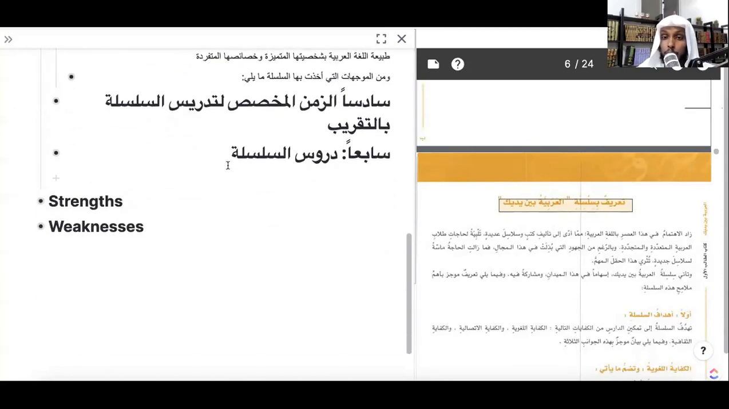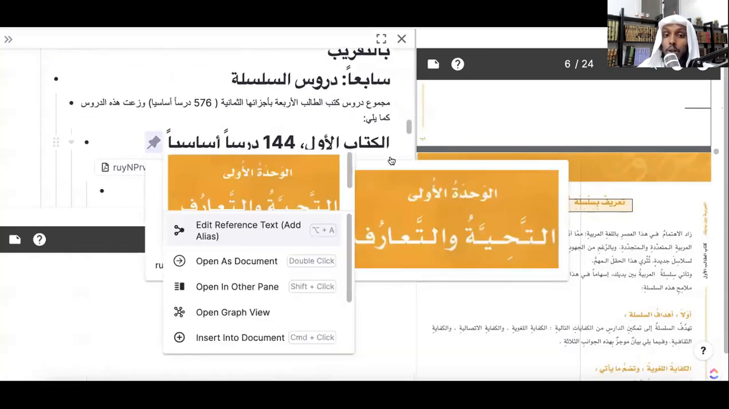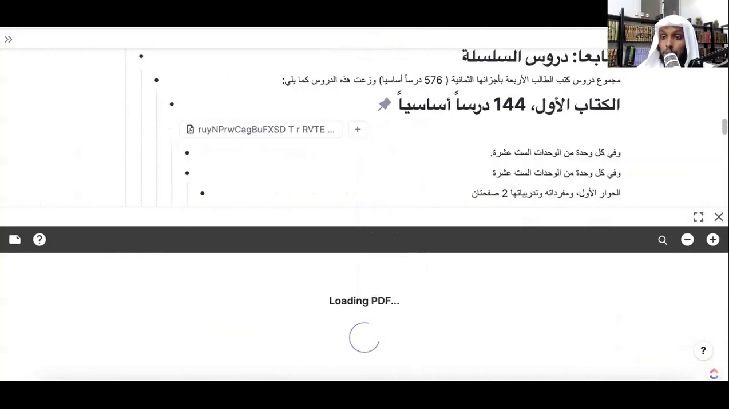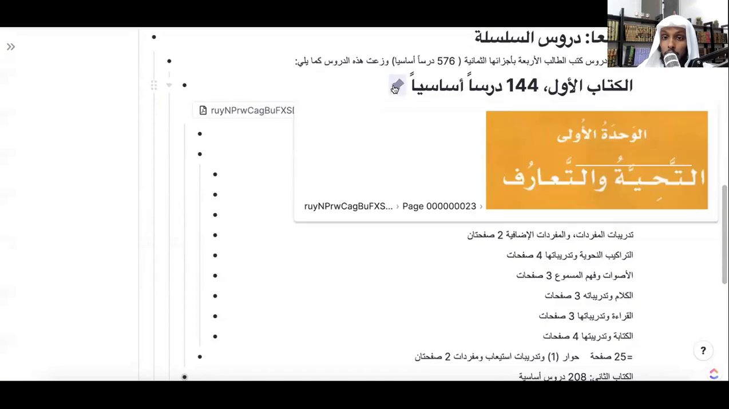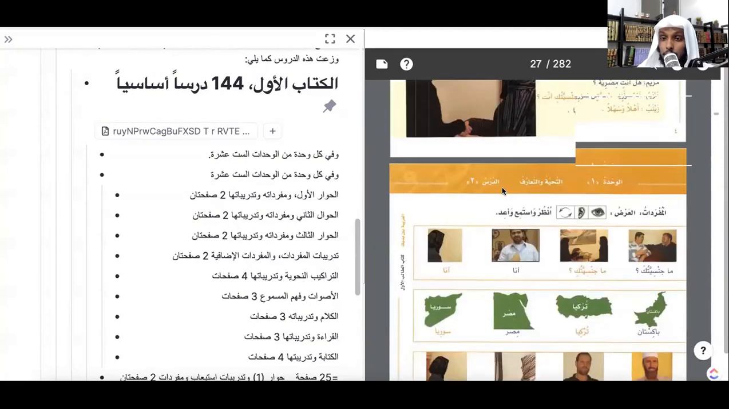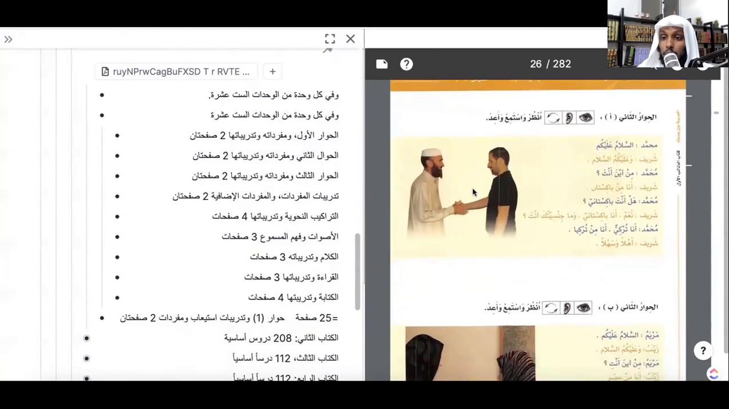According to the recommendations of the book itself, what are the lessons? What's the structure of this series? How are these lessons? What are they about? They talk about this in the book, how the book is structured, and we'll quickly go over that, inshallah ta'ala. It mentions that in every wahda, every unit, you have 16 lessons. 16 lessons, okay? So it starts with a dialogue, a hiwar.